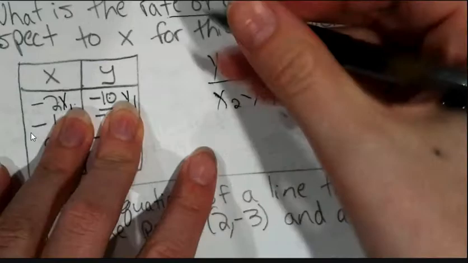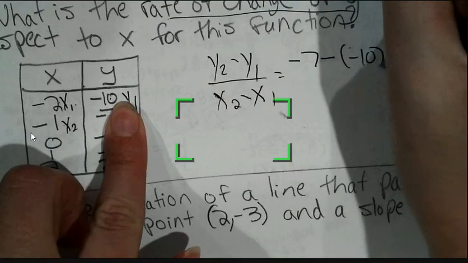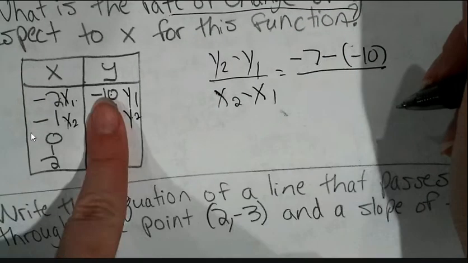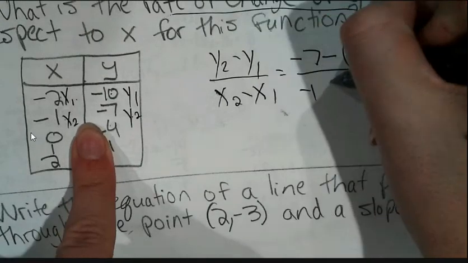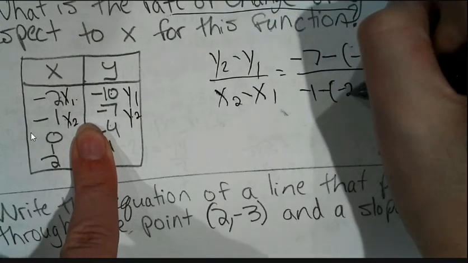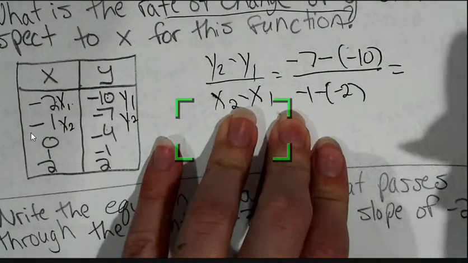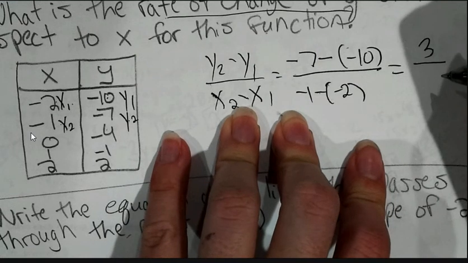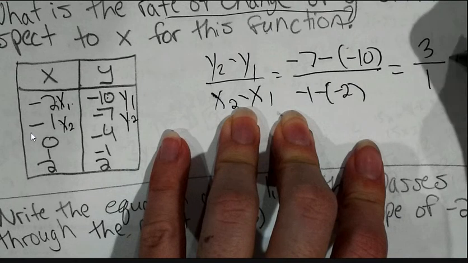So y2 is -7 minus a -10. Again, I'm subtracting because that's what it says in the equation, a -10. x2 is -1 minus a -2. Okay, so then I get -7 minus the -10 is +3 over -1 minus the -2 is a +1. The slope is equal to 3.